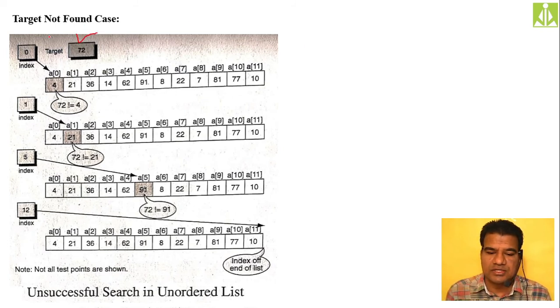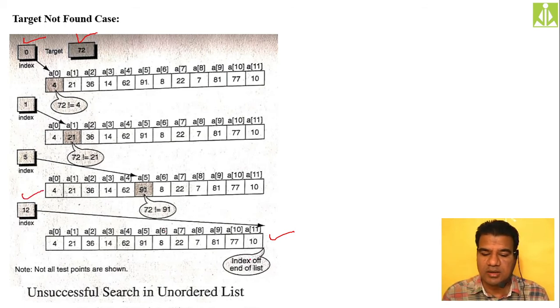The target is 72, and we started the comparison from the 0th index. So we compared 72 with 4, target not found. Go to the next element, 21 with 72, not found. 36, 14. Likewise, we compare with all the elements, and in the last case over here, the 12th index also we are comparing.